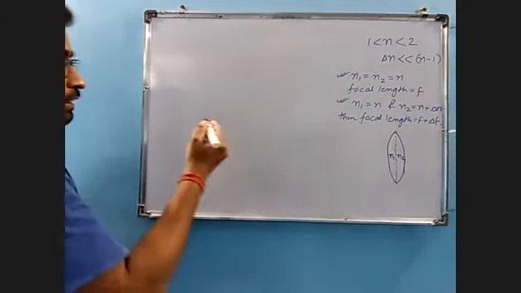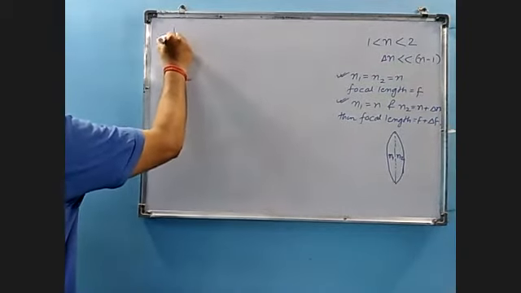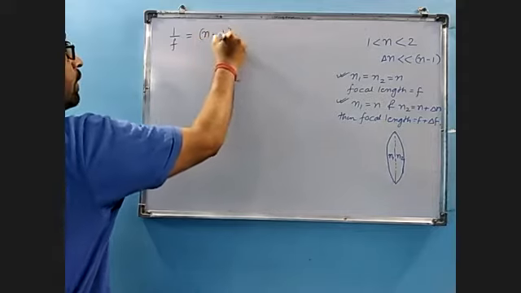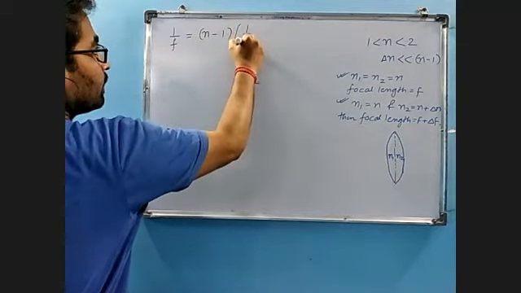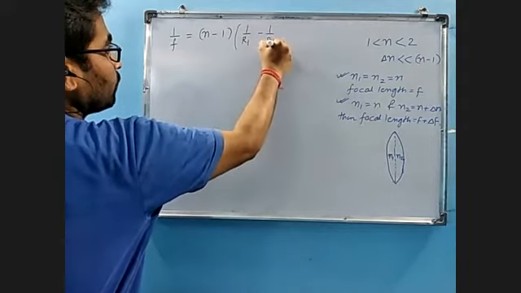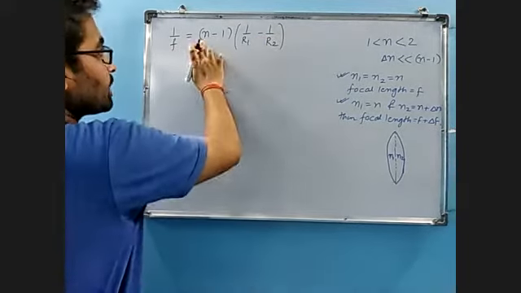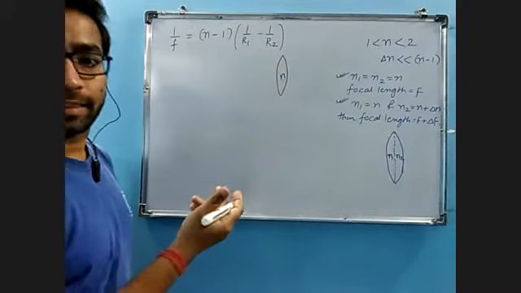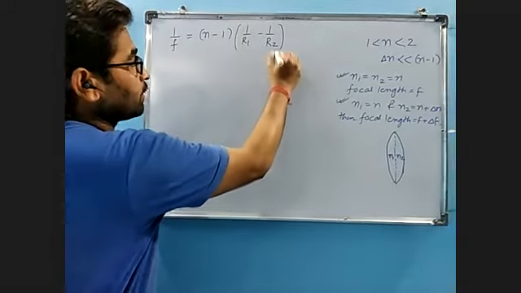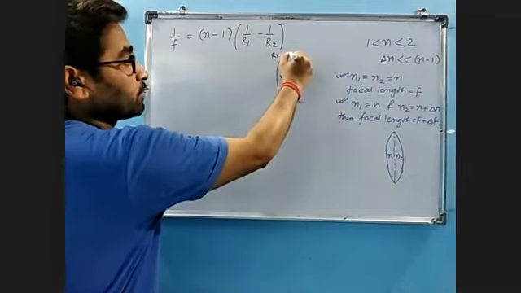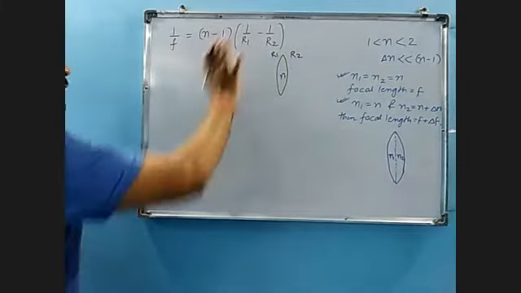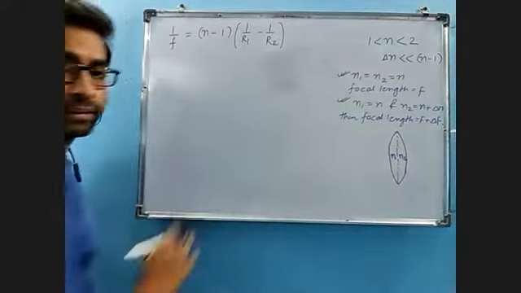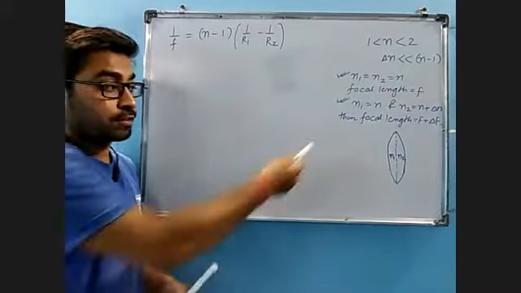So we have the standard formula, the Lensmaker's formula: 1 upon F is equal to N minus 1 into 1 by R1 minus 1 upon R2. So when a lens is made up of material of refractive index N, R1 is the radius of curvature of the first surface, R2 is the radius of curvature of the second surface. Then we have this particular relation. We will utilize this in order to solve this question.